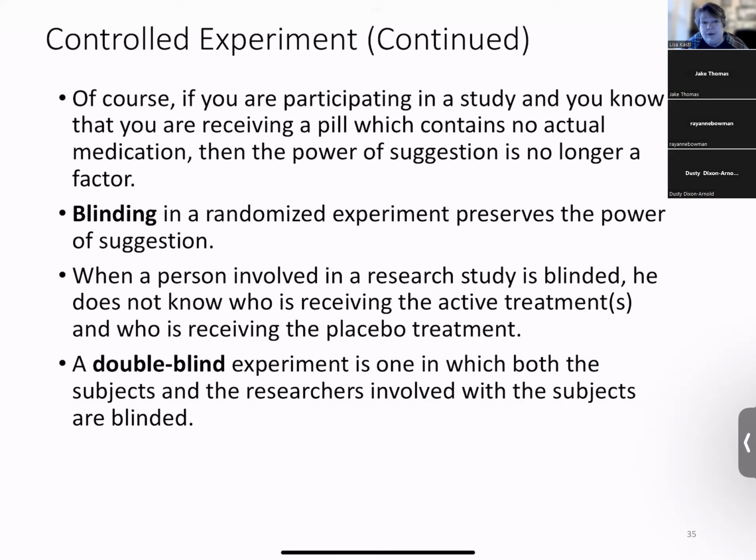Neither do the researchers. So they use codes and things like that so the researcher doesn't actually know what the person is receiving. And then later, after the treatment has been studied, they go back and see whether or not that patient actually received the treatment or not. Was it a placebo, or was it the treatment? So they don't even know when the study is occurring, which really helps control the experiment.